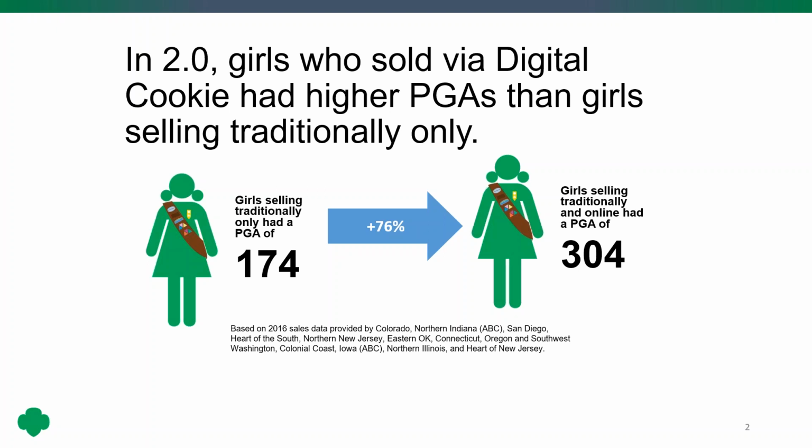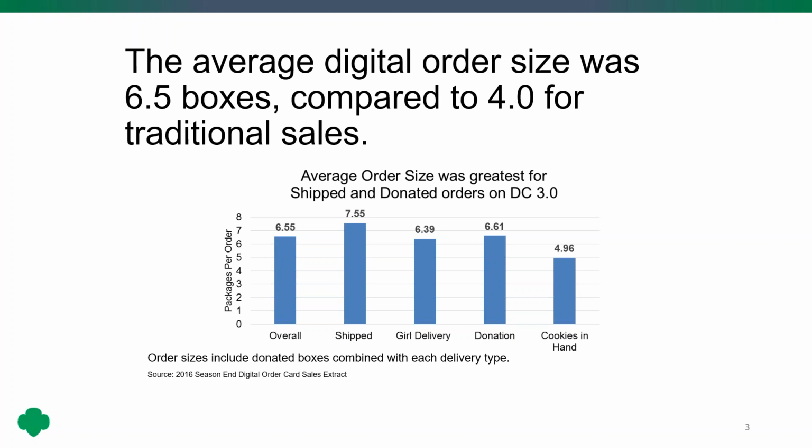So if you can tell with the statistic right over here, girls selling online have a higher PGA compared to girls just selling traditionally, and that's in person or in booths. So it's 174 traditionally compared to 304 when it's online as well. So not only do their PGAs increase, but also their average order per customer increases. It's like 6.5 when you do it digital compared to 4 when it's just traditional, that's in person or in booths.